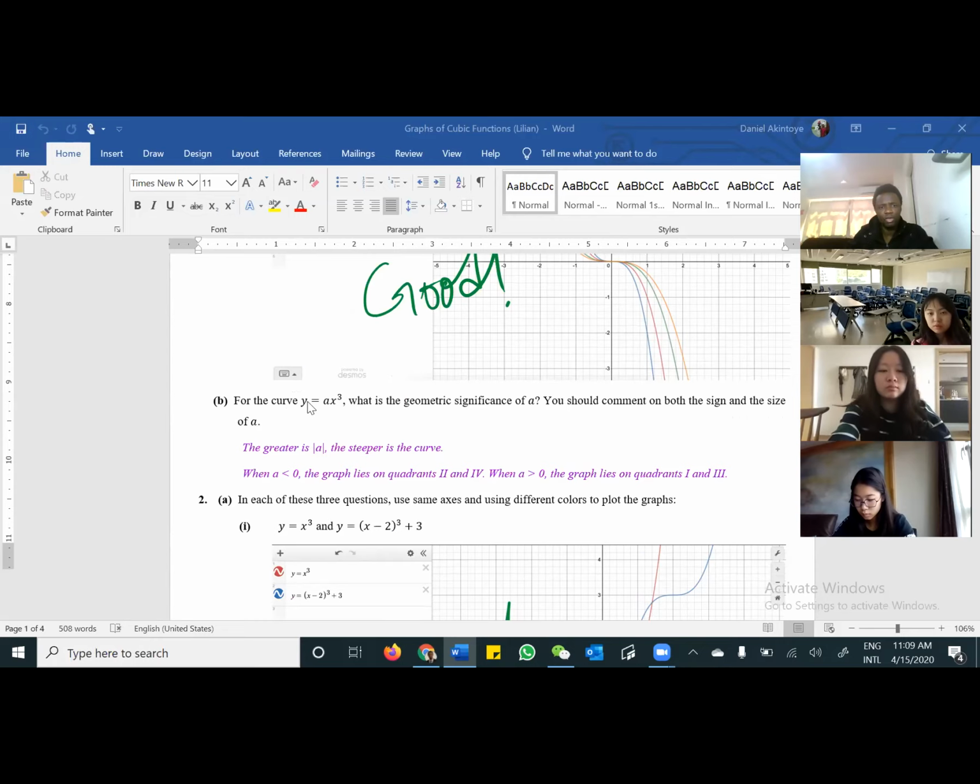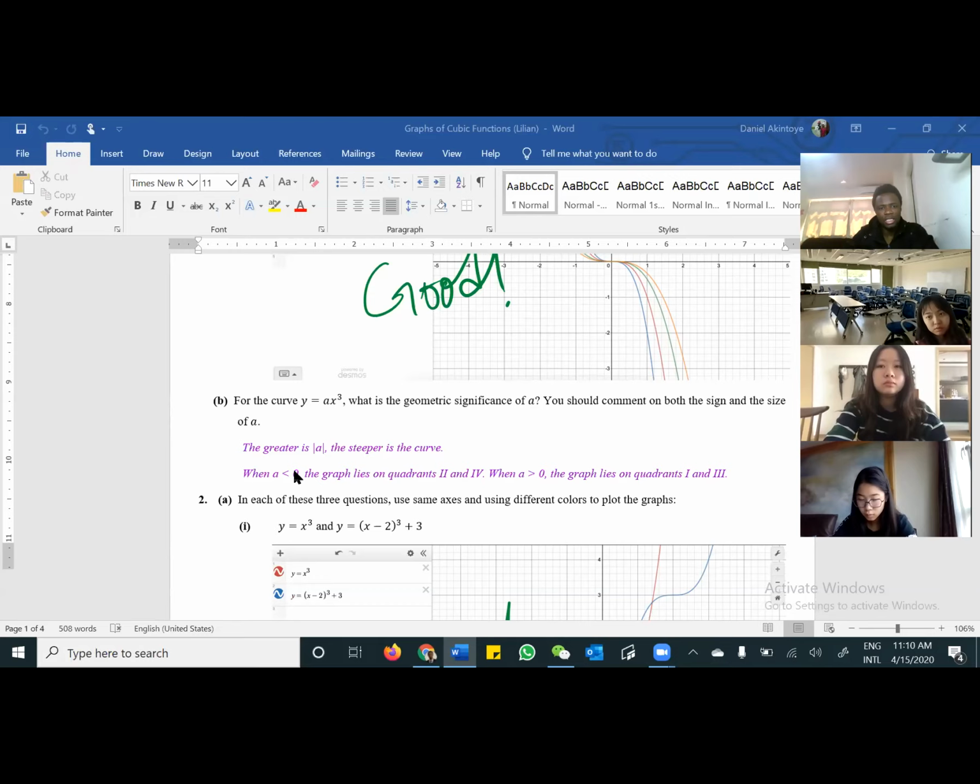But the first one I said for the curve Ax cubed, what is the geometric significance of A? And I said it should comment on both sign and size of A. So the greater the absolute value, the steeper. That's what I was trying to say the other time, being compressed or not, okay? Sometimes it looks like everything is within this space. Sometimes it looks like everything is extended. It's like you're stretching a diagram, okay?